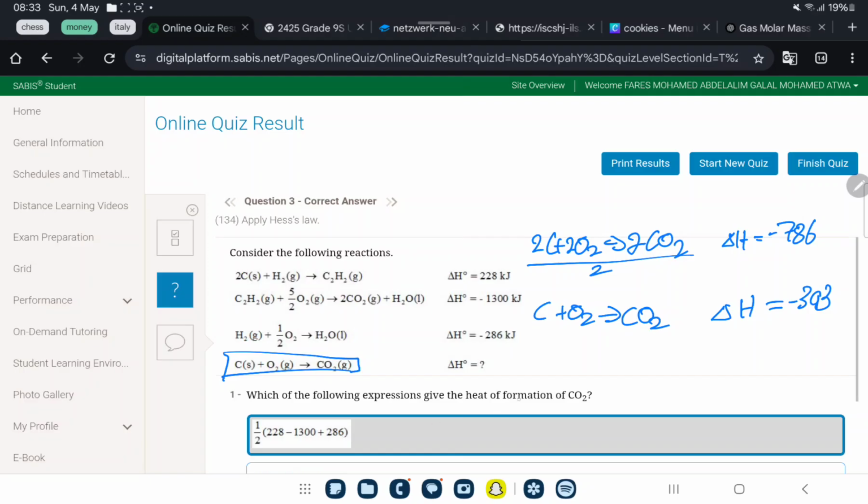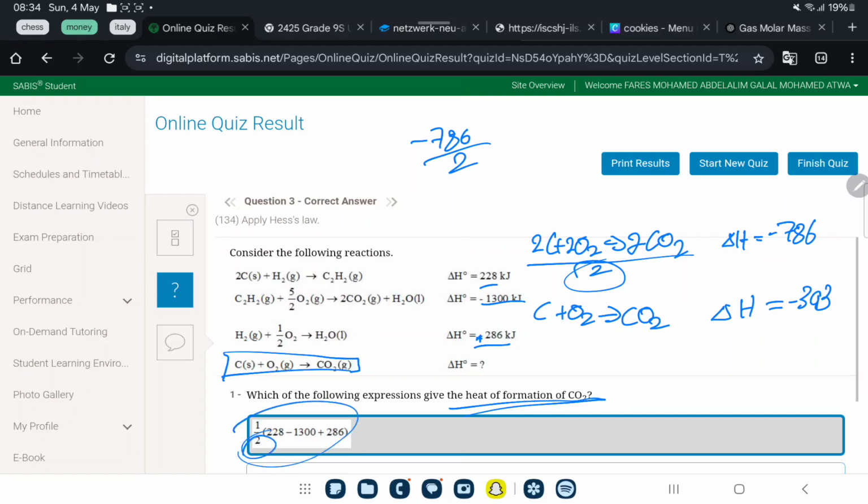For part 1, they wanted the formation of CO2. Which of the following gives the heat of formation of CO2? Now remember what we did before, that we added all of this and got minus 786. Then we divided it by 2 to get only one CO2. So this is how you get part 1: 228 minus 1300 plus 286, over 2.